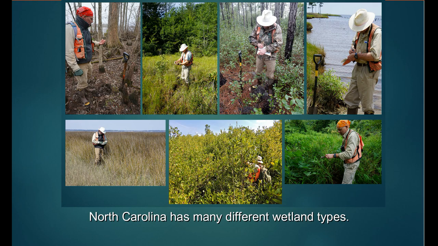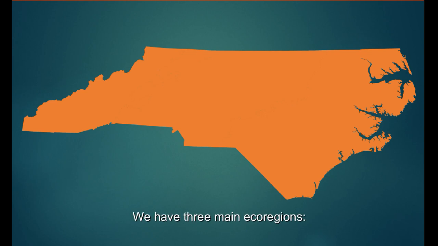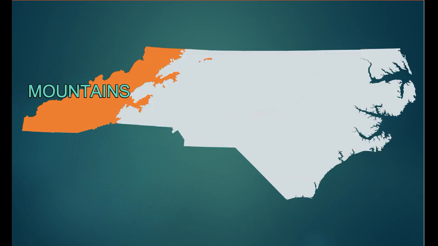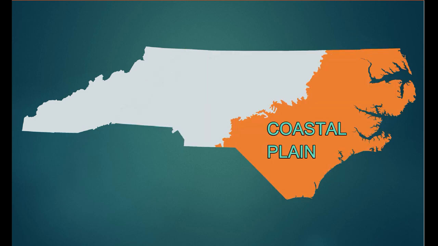North Carolina has many different wetland types. This is partly because the land changes as one travels from one end of the state to the other. We have three main ecoregions: mountains, Piedmont, and coastal plain.